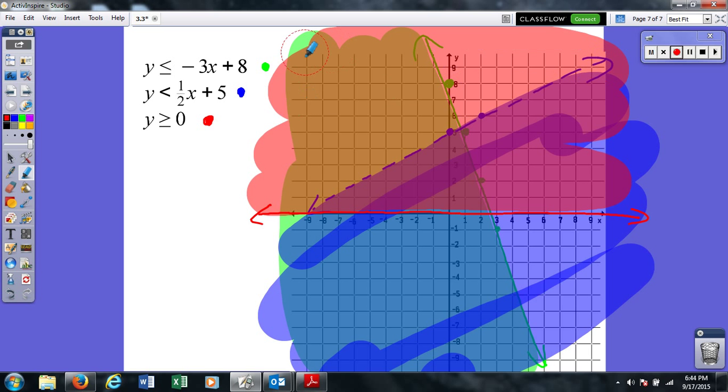And then for the solution to the system of 3 inequalities, we look for the area that is shaded in by all 3. So that's going to be this triangle right in here, shaded in black. So right in the center of that triangle, shaded in with black, that is the solution to the system of 3 inequalities.